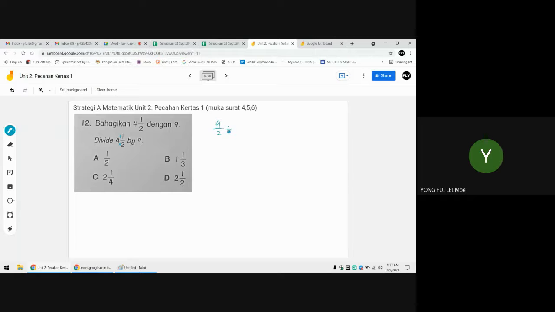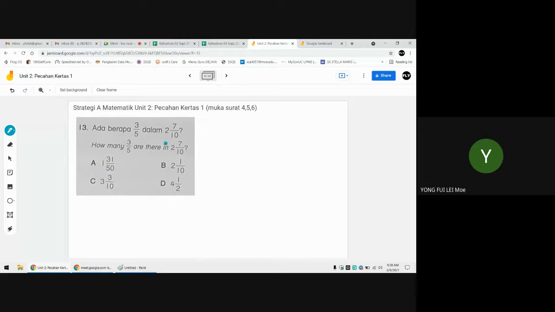9 over 2 divided by 9. When you do this, divide will become times. Then this one you have to inverse it. So 9 over 1, inverse it, you will get 1 over 9. So 9 and 9 cancel each other. 9 times 1, 9 times 1. So these are the simplest. 1 times 1, 1. 2 times 1, 2. So 1 over 2. Settle. Answer is also A.